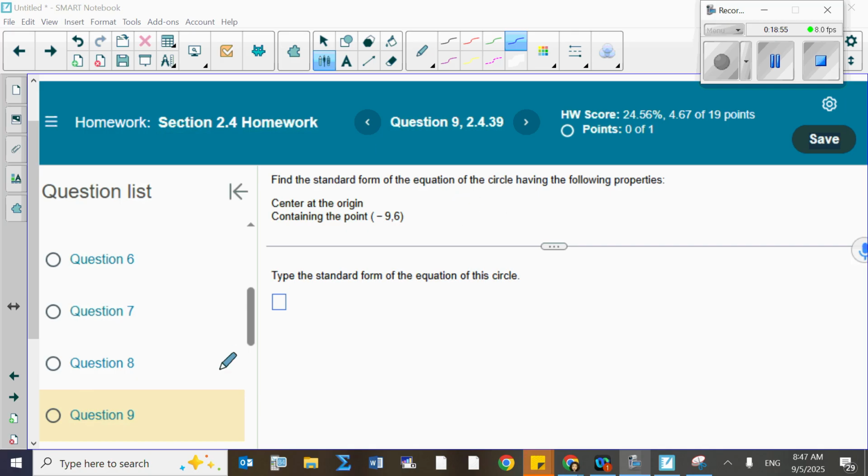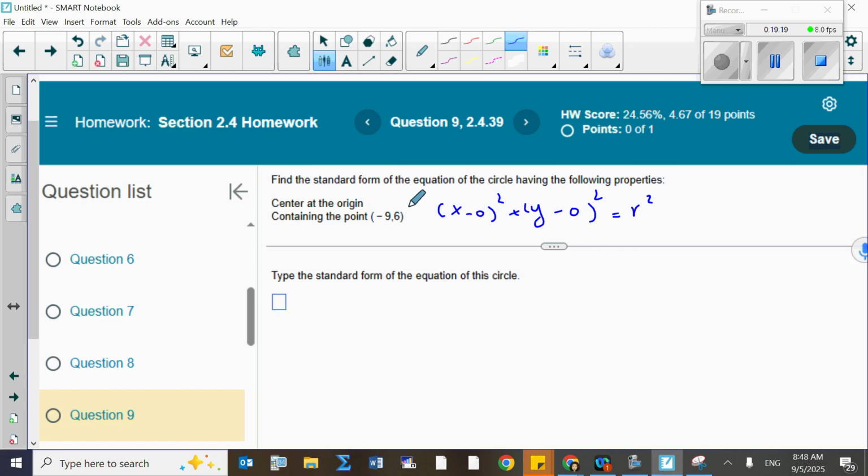Okay, now for question number 9, it's asking me to write the standard form of the equation that has the following properties. The center is at the origin, so if I want to write the equation, it's going to be x minus 0 squared plus y minus 0 squared. The center is 0 and 0. And then r squared. I don't know what r is.